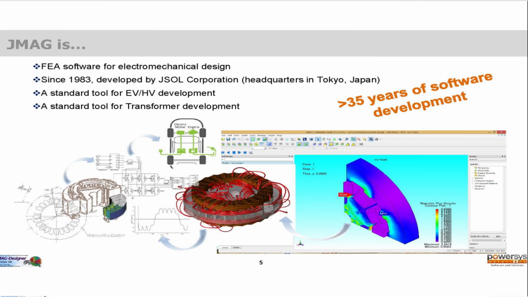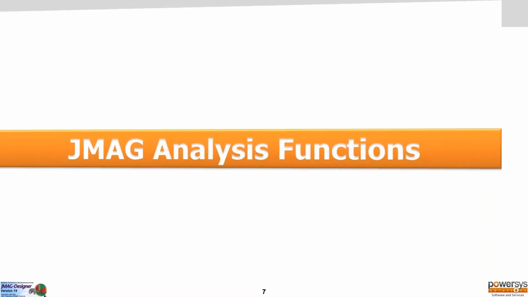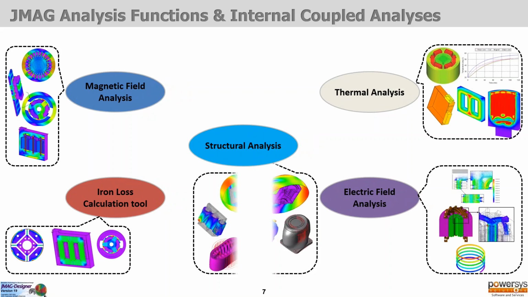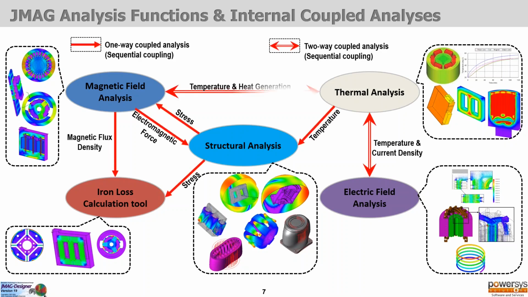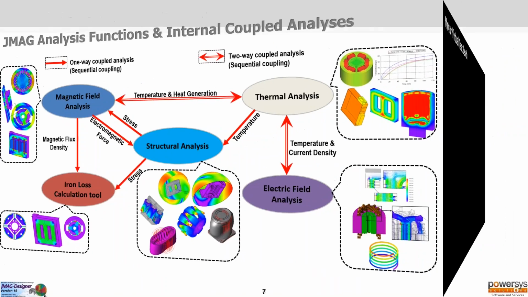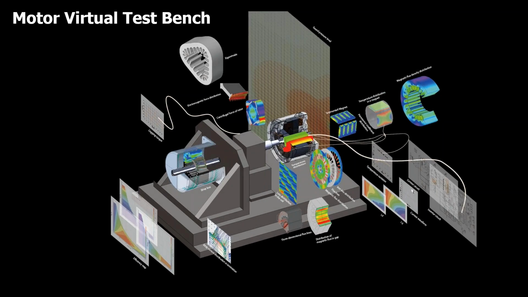JMAG is finite element software developed since '83, by a Japanese company based in Tokyo. With this tool, we can develop electrical motors and also transformers. For the analyses we can do with JMAG, we have 5 types, but today we will focus only on magnetic field and iron loss calculation. But know that in JMAG, you can also make coupling analysis using these internal analyses. If we apply this analysis to a motor test bench, we can obtain different physical quantities.